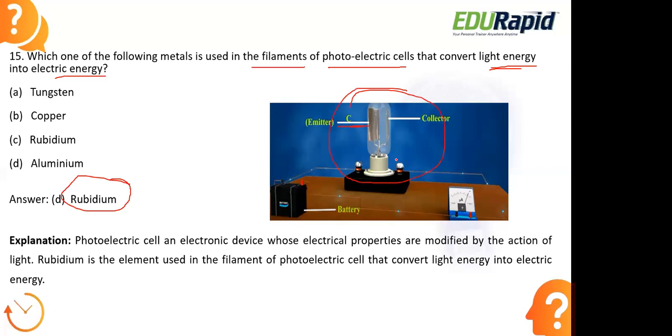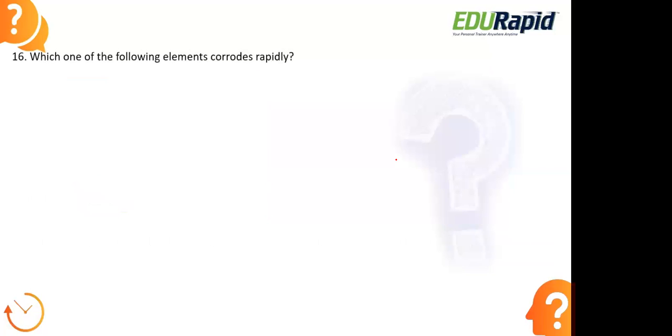Okay, moving to the next question. Which one of the following elements corrodes rapidly? Aluminium, iron, zinc, silver.